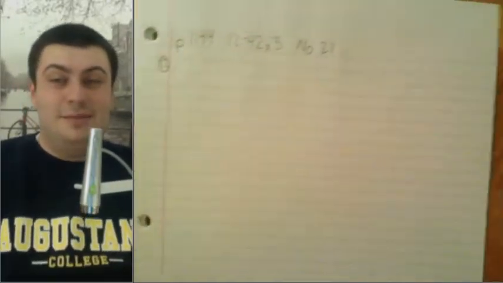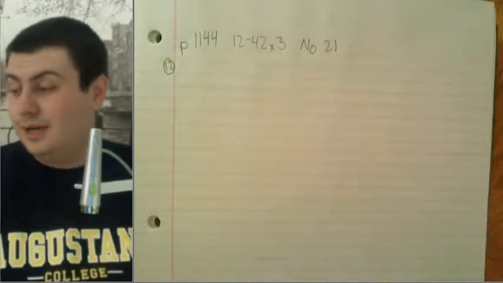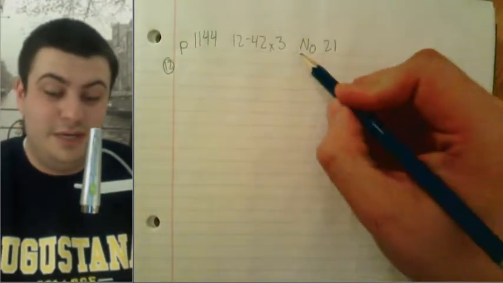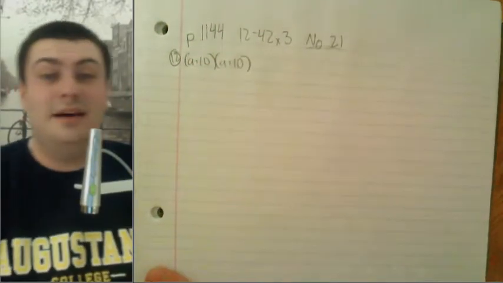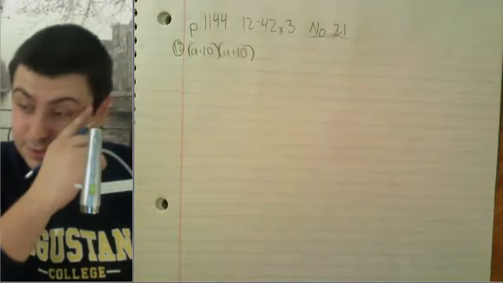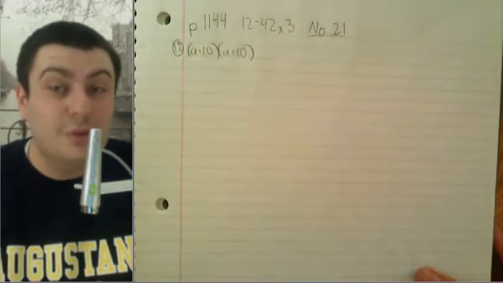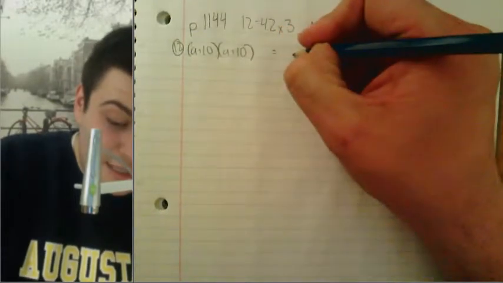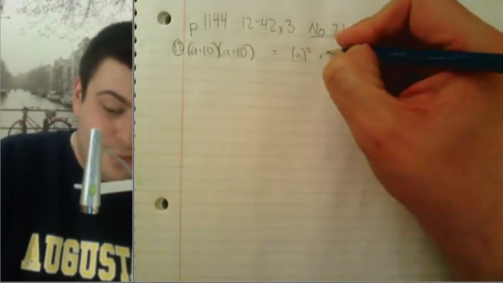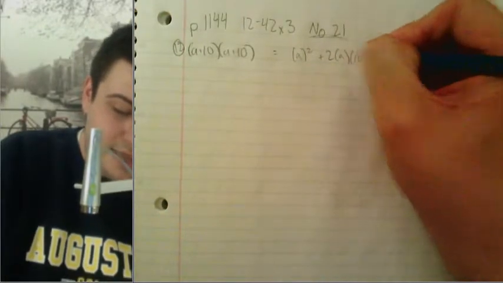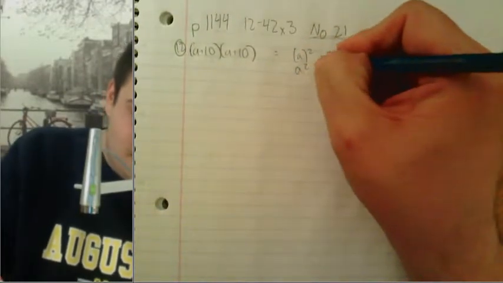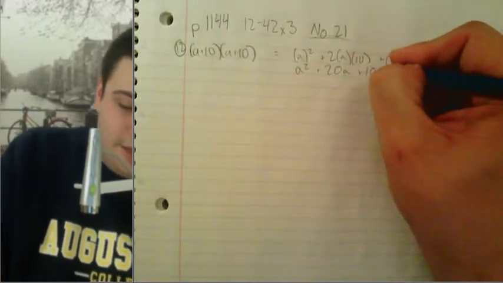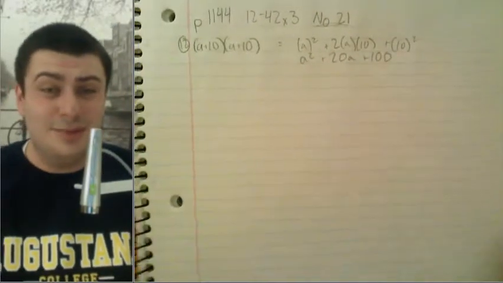If we look at our practice problems on page 1144, we're going to look at 12 through 42 multiples of 3, no 21. So number 12 gives us (a plus 10) times (a plus 10). Now, if we notice that this is a square of a sum, we have a plus 10, the group squared. So we can remember that that's a squared plus 2 times a times 10 plus 10 squared, and say that it's a squared plus 20a plus 100.